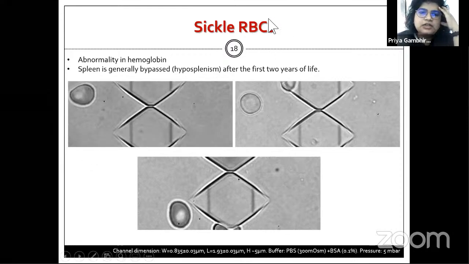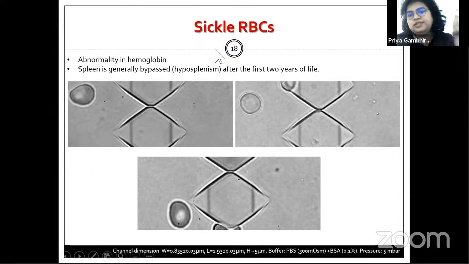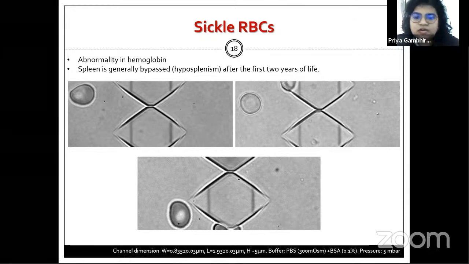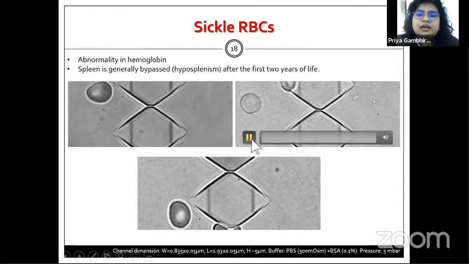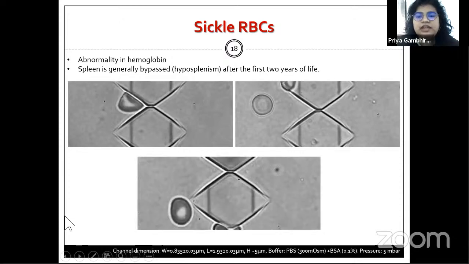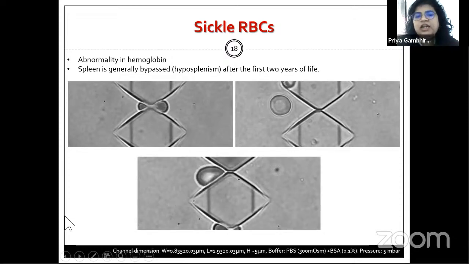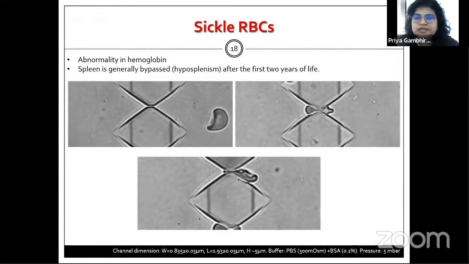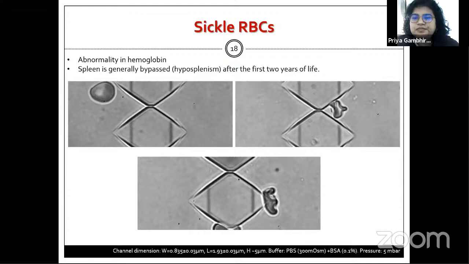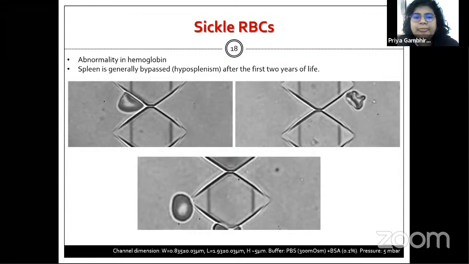Then we took a sample of RBCs that we know would be rigid, because sickle cell anemia is a disorder where most of your RBCs are lost in the spleen, and therefore you become anemic because there's low hemoglobin. In this case, we thought that because it's an anemic RBC, it would not pass through. But you see that it actually passes through quite easily, even in this case.